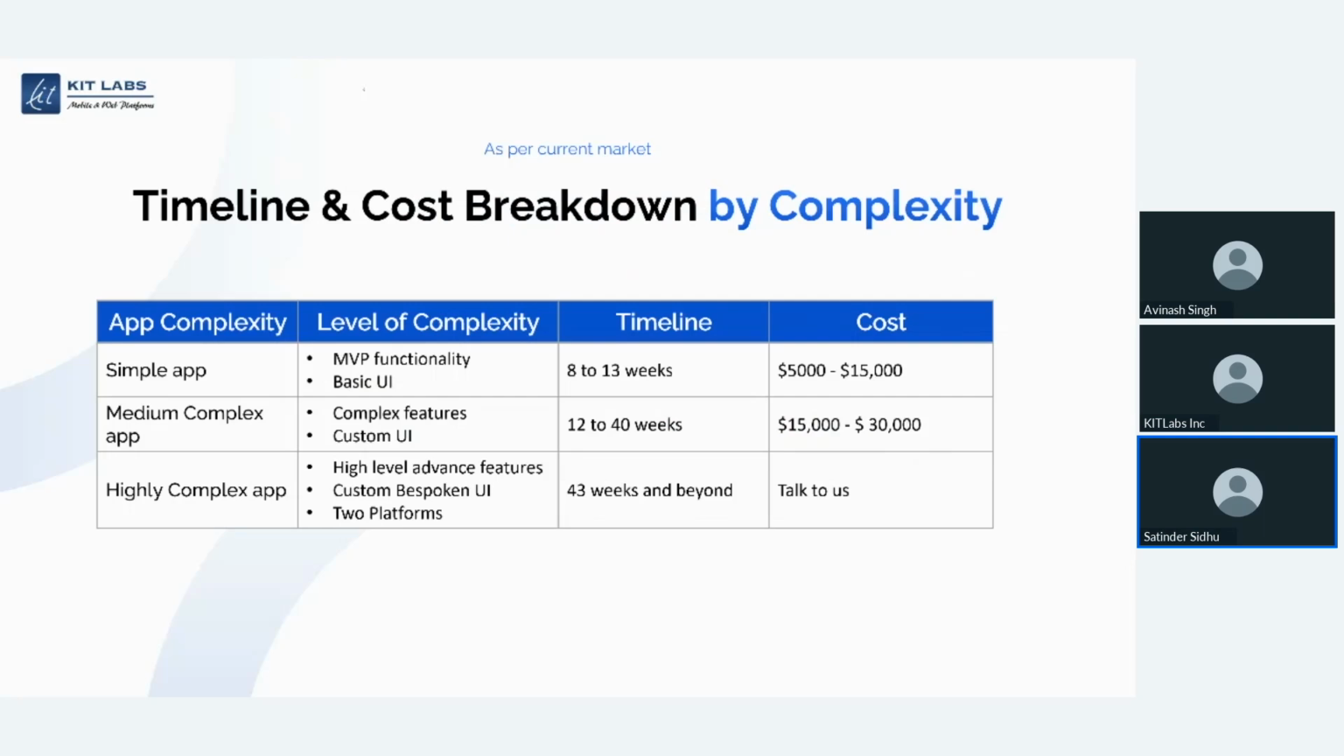Minimum, you can't go below like 5 grand. That is the minimum. It's a simple app. So we have put three categories: simple app, medium, complex, and another pro category which we didn't put here. Simple app means it takes somewhere between 2 to 3 months, and you have a basic functionality.